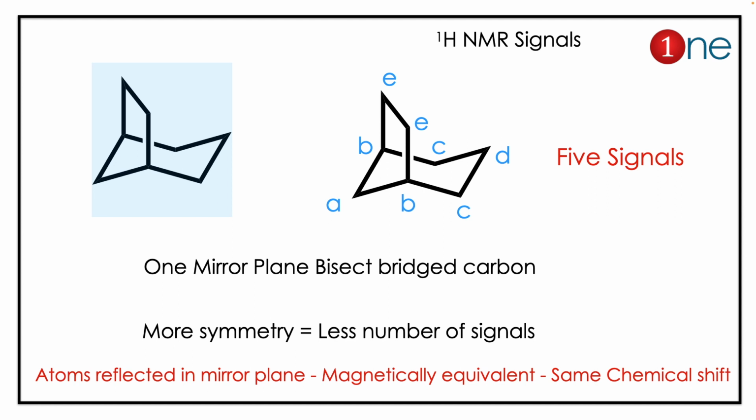So the compound has 5 signals in the proton NMR. The concept you have to learn here is that reflected atoms are magnetically equivalent.